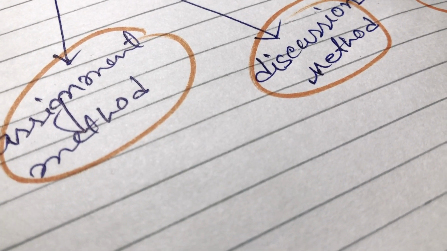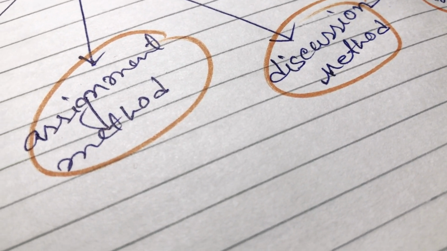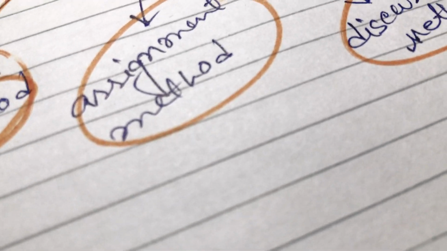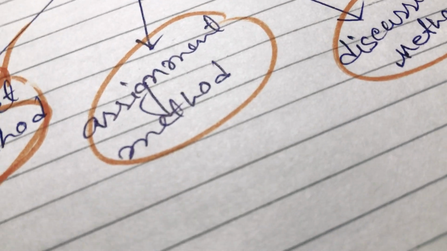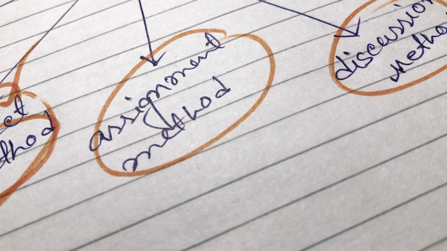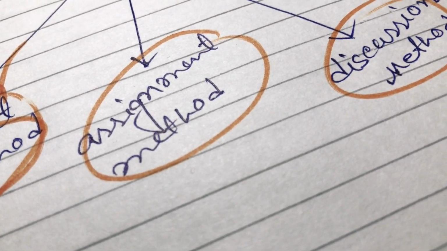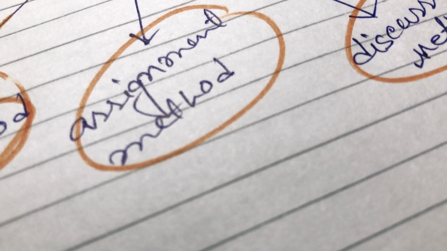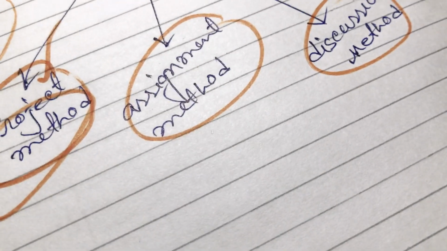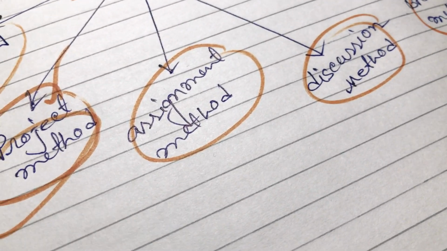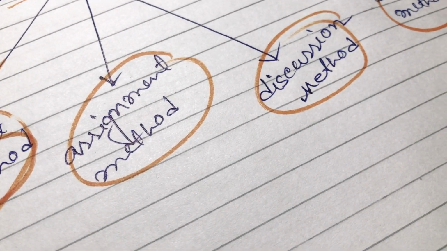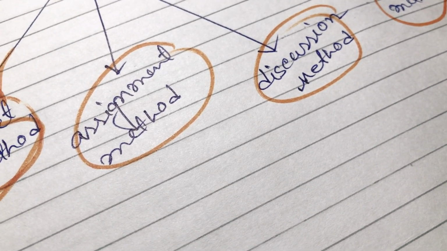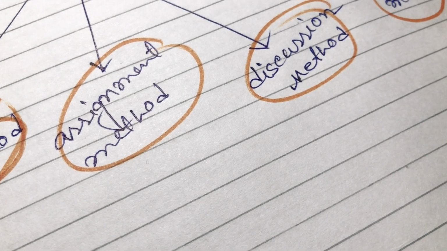And what are the demerits? There is so much chance to copy paste. So many students just do not understand the topic, they just copy from the internet and paste it, or copy from friends and paste it. So this is no learning, they are only making copy paste. So there is no use of the assignment method for these students. So these are the demerits.